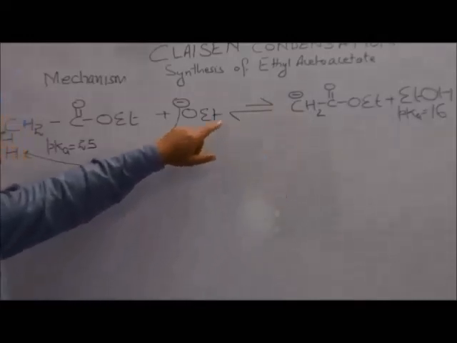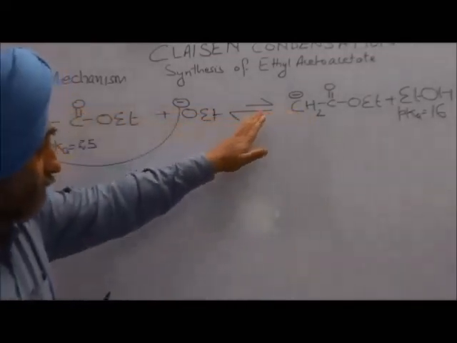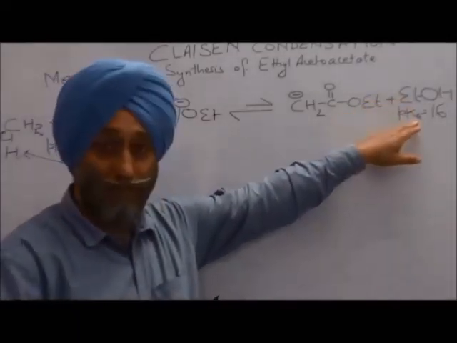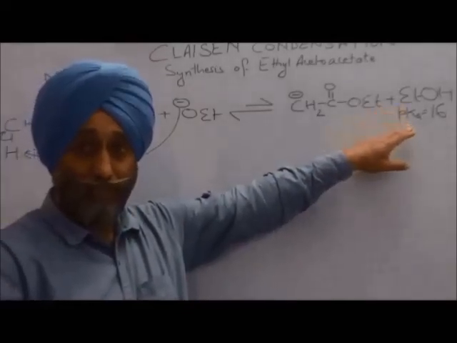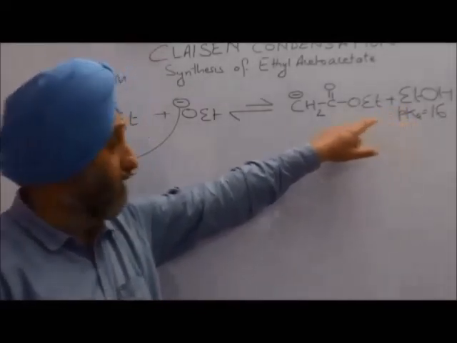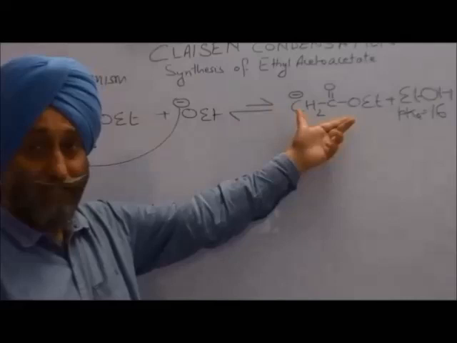Now the important thing about this reaction is that it is a reversible reaction. The reaction is favored in the backward direction because ethanol has a pKa value of 16, while ethyl acetate has a pKa value of 25. It means ethanol is a stronger acid. Ethanol has a stronger tendency to lose a proton, hence the equilibrium is favored in the backward direction. But once the nucleophile is generated, it will attack another ethyl acetate molecule. That will be the second step. Let us write the step.